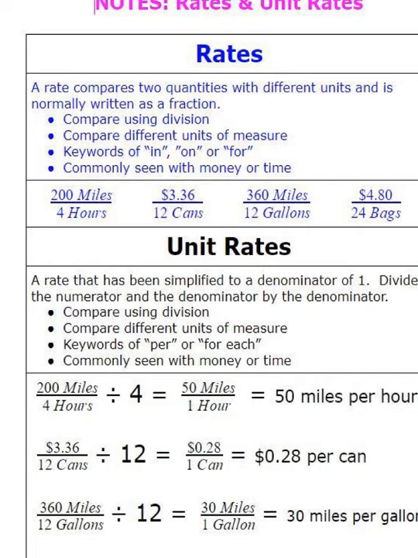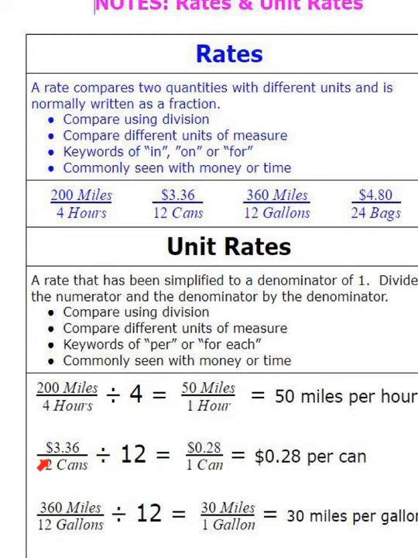Okay, so first example we have here. Someone is going to go 200 miles in 4 hours. Well, if we divide by 4, because that's what the denominator is, we'll get 1 in the denominator for 1 hour of time, and 200 divided by 4 would give you 50 miles. So the unit rate for this situation is 50 miles per hour. That's how many miles this person will drive in 1 hour.